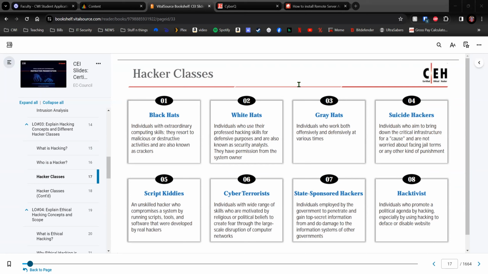Script kiddies, which are my personal irritation. I do not like script kiddies. Unskilled hackers who compromise a system by running scripts, tools, and software that were developed by real hackers. They have no idea what they're doing.